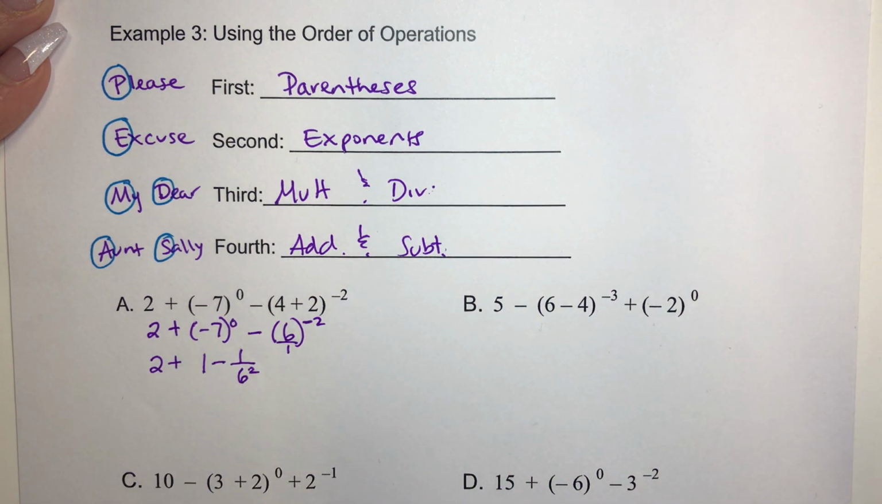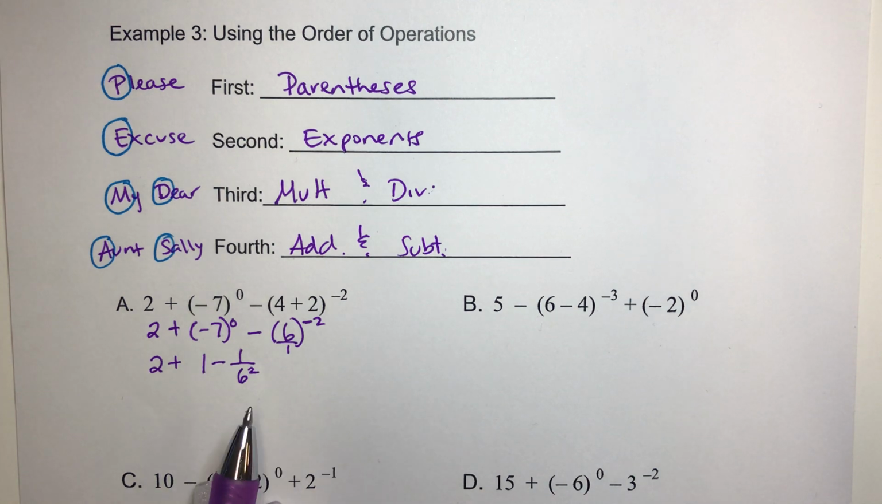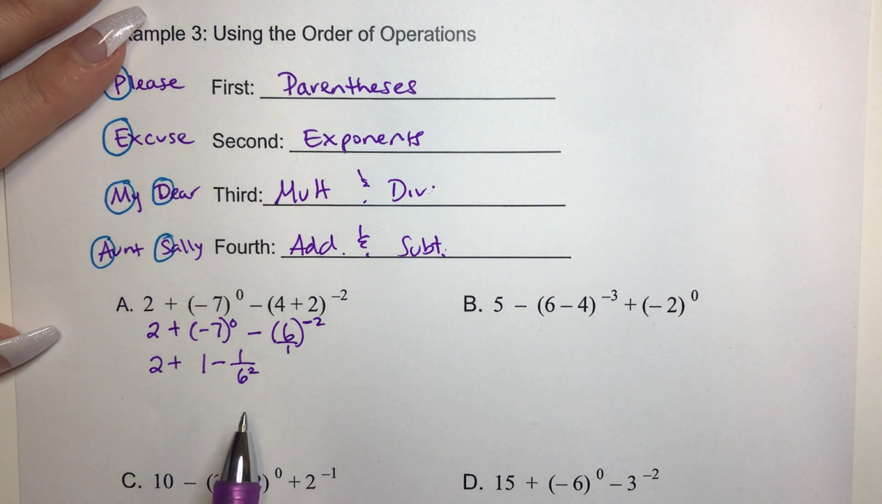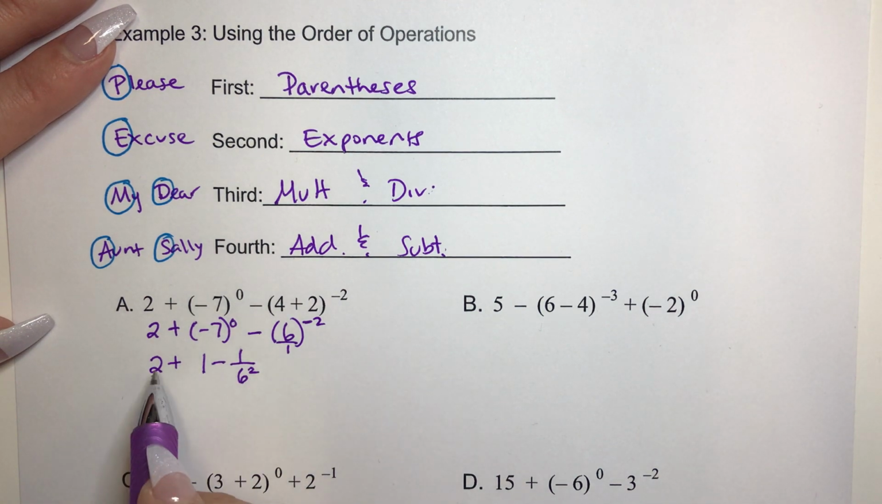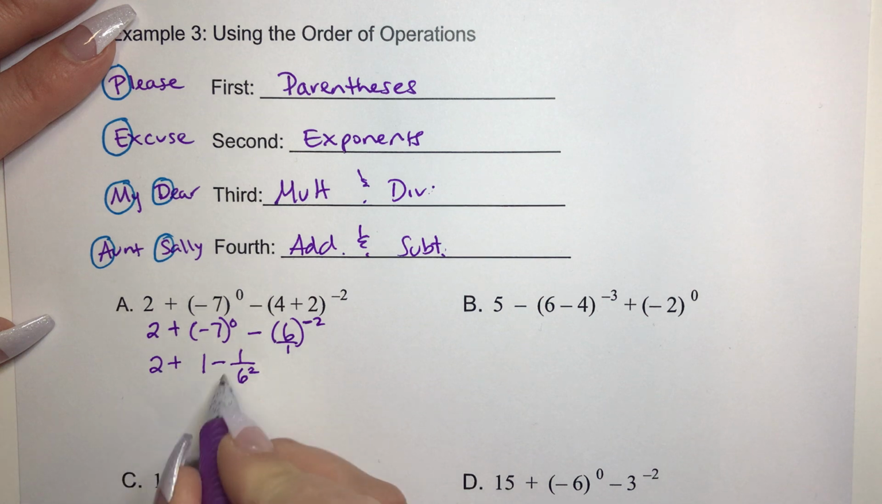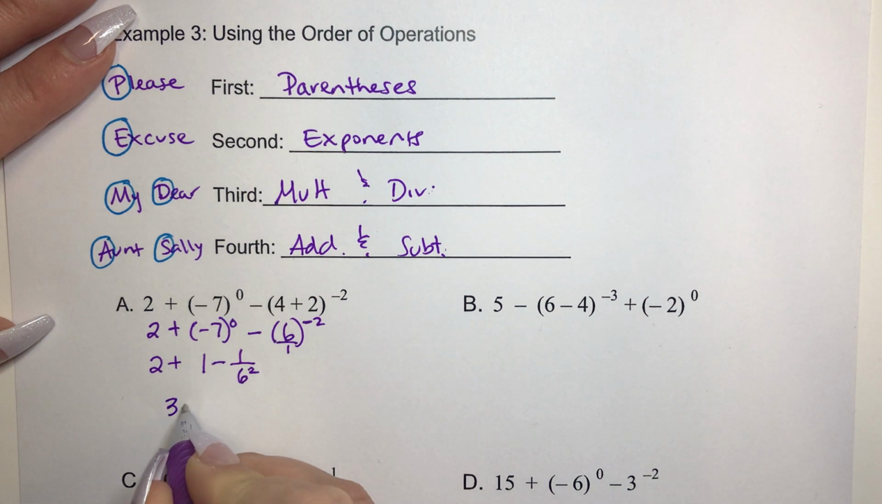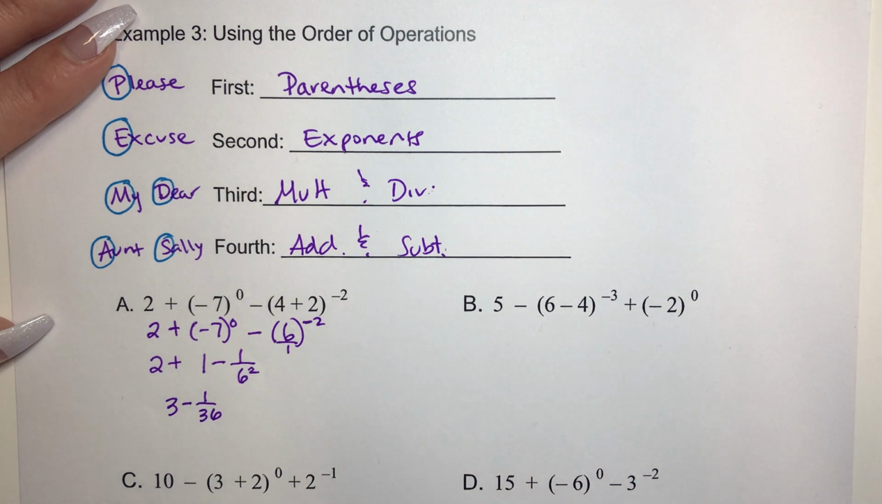All right, now we just need to simplify this. I know 6 squared is the same thing as 6 times 6, which is 36. So I'm going to just add these. 2 plus 1 is 3, minus 1/36 there. So we just need to combine like terms.